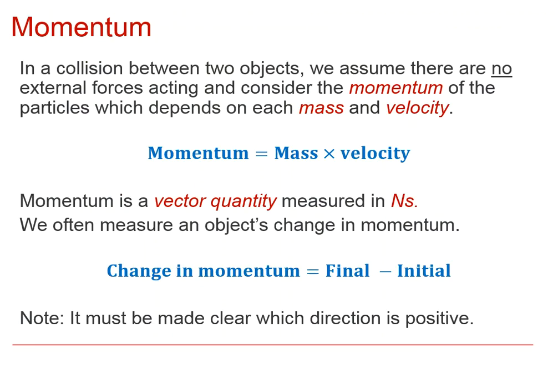If you remember from your previous work on impulse and momentum, when we have a collision we assume that there are no external forces acting and we think about the momentum depending on the mass and on the velocity. So we use this formula that momentum is the mass multiplied by the velocity. Momentum is a vector quantity and we measure it in Newton seconds.